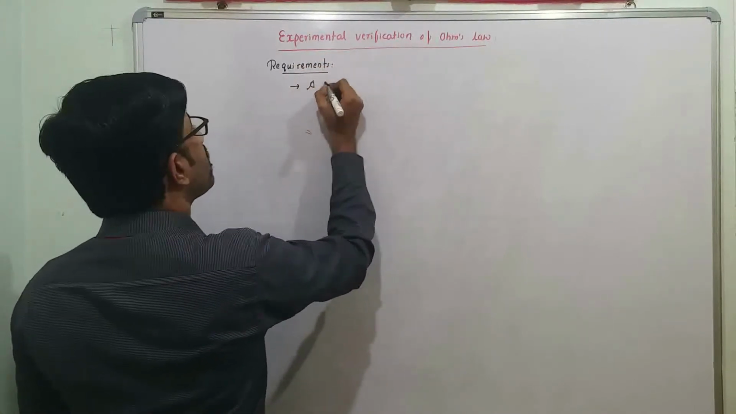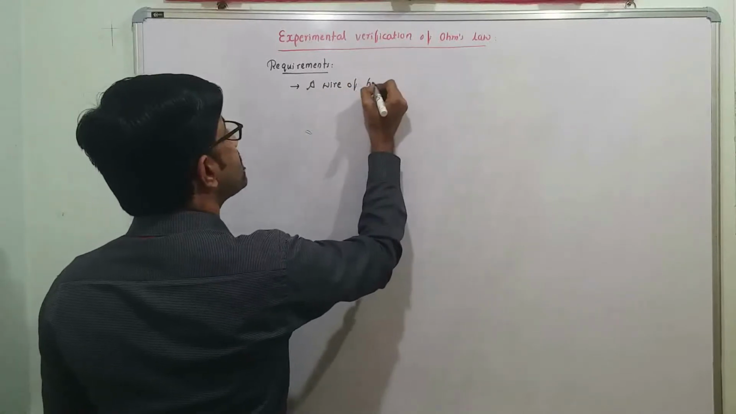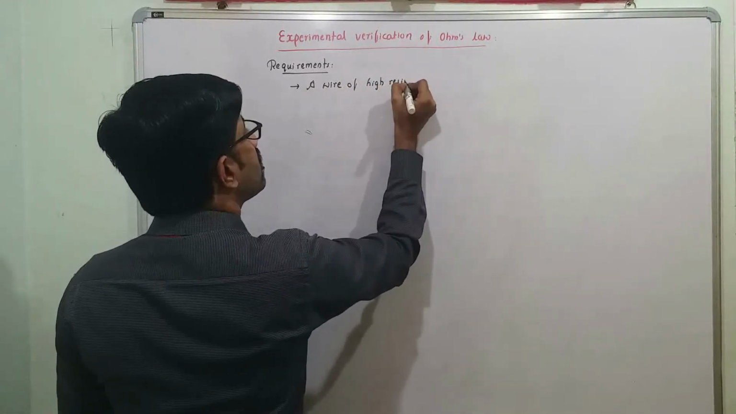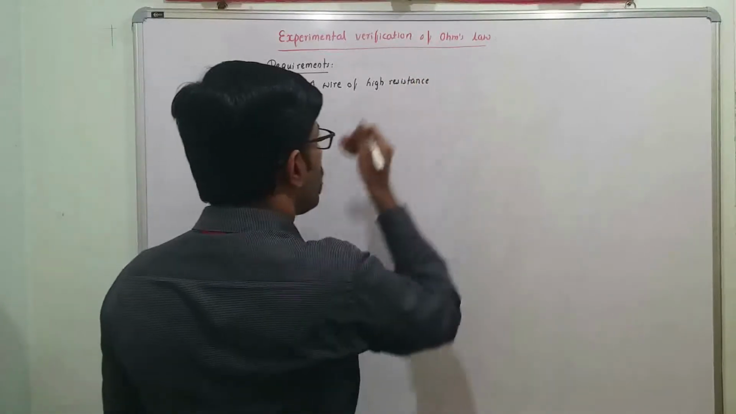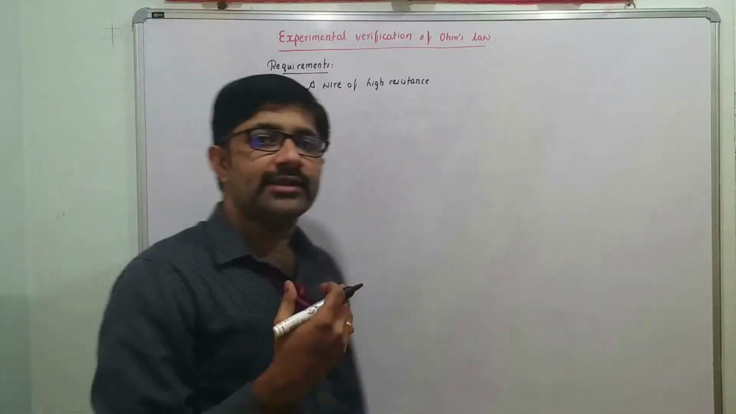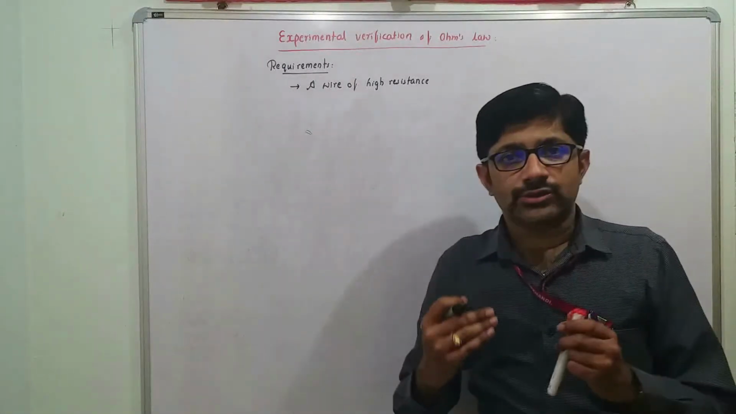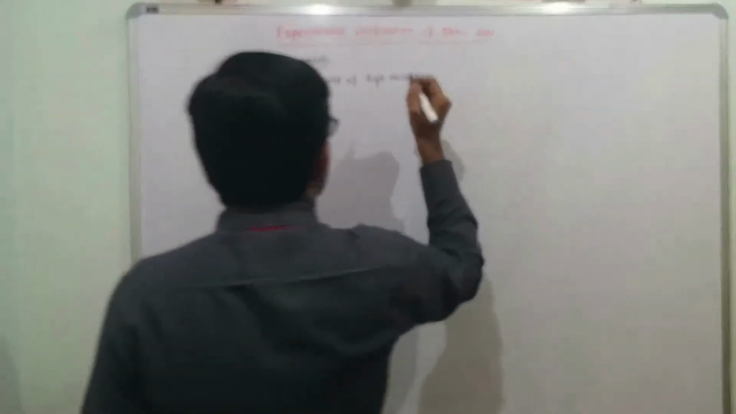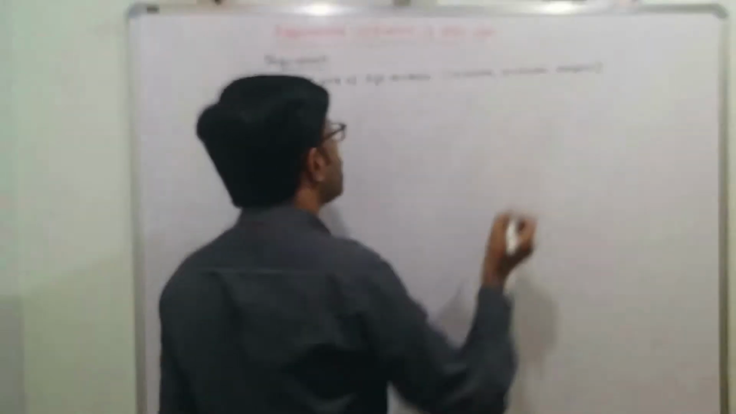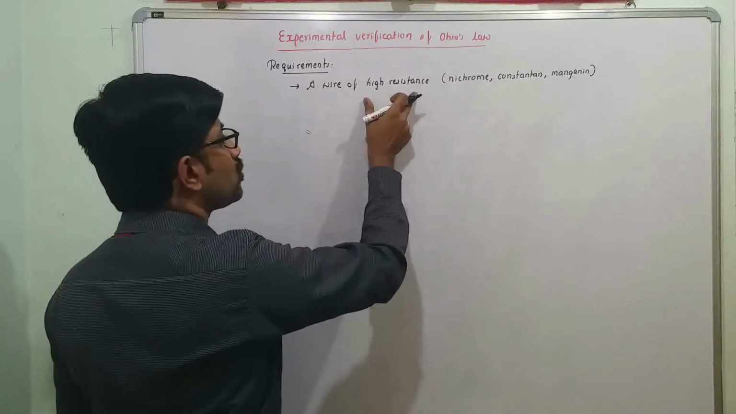We need a wire of high resistance. Generally a wire of high resistance means we need to maintain the resistance at a suitable value, which can be analyzed by the students. Therefore, we are bringing wires of high resistance such as nichrome or constantan or manganese. These are a few materials we use as a high resistance source.